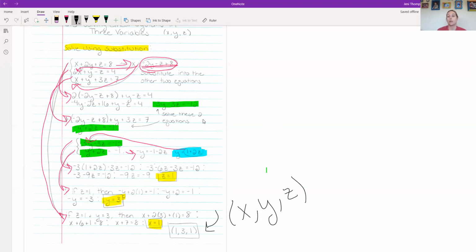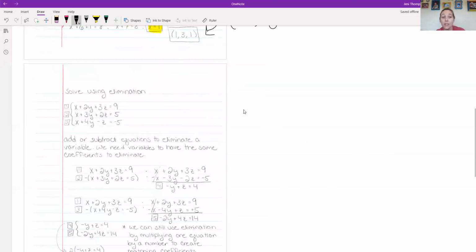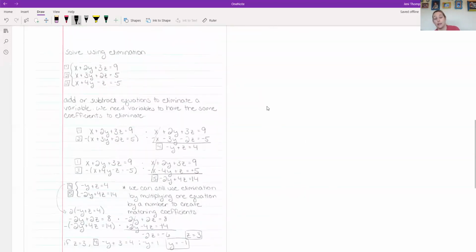It's about doing it in the correct order and doing it in the right steps. Follow this guide for substitution, and I think you'll be all right. Let's talk about solving using elimination.